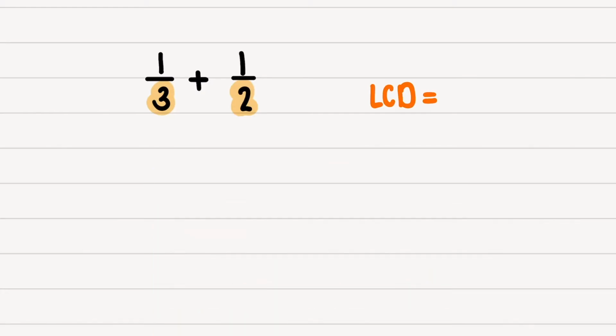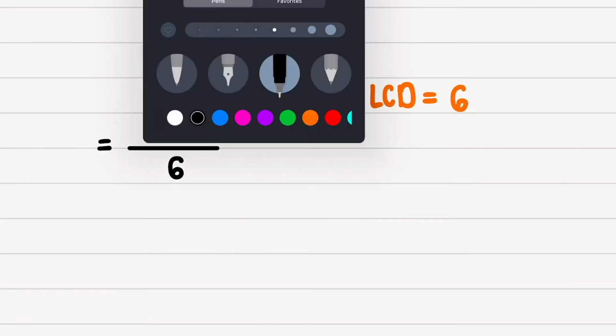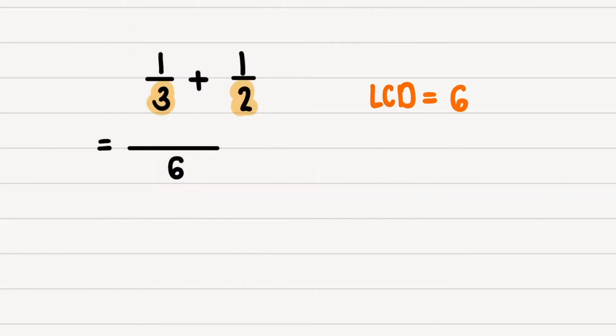So between 3 and 2, we can agree that our lowest common denominator, our lowest common multiple between 3 and 2, would be 6. What I'm going to do is put this fraction over the denominator that I've just decided on, which is 6. Now I'm going to say to myself, what do I do to 3 to get to 6? I'm going to times it by 2. What I do to the bottom, I'm going to do to the top. So I'm going to times the 1 by 2. If I look at my second fraction of 1 over 2, what do I do to 2 to get to 6? I times it by 3. What I do to the bottom, I'm going to do to the top as well.